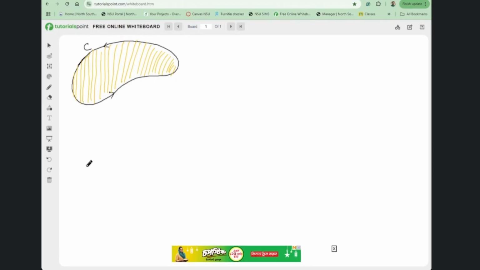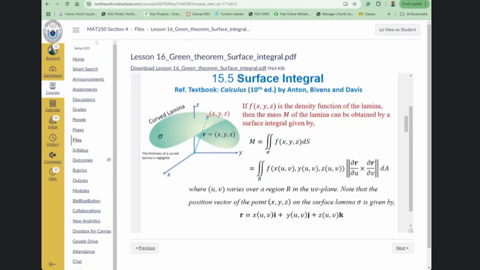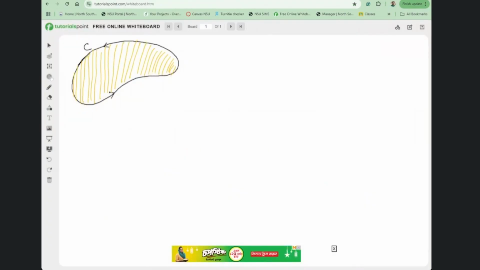Now our target in here is, if I denote this surface by sigma, so our objective is to find, if this is a surface denoted by sigma, and this surface has a very small thickness, that's why we call it the laminar surface.